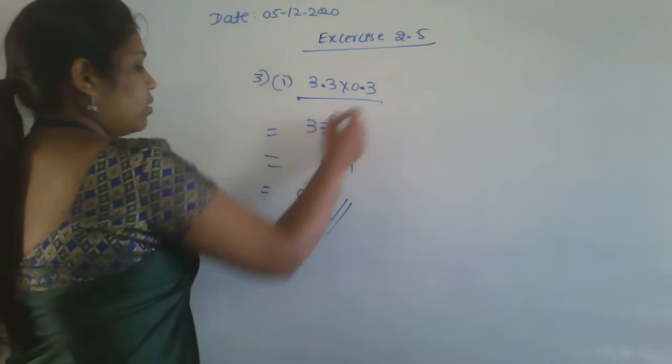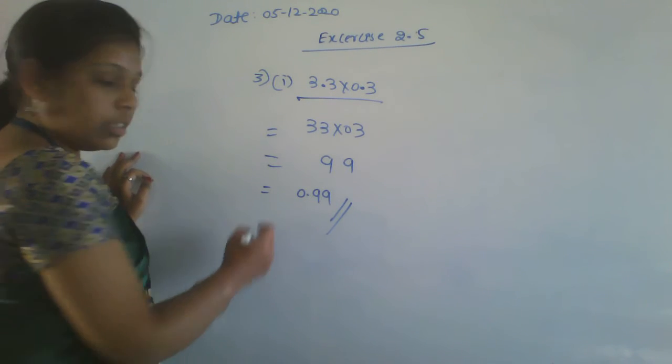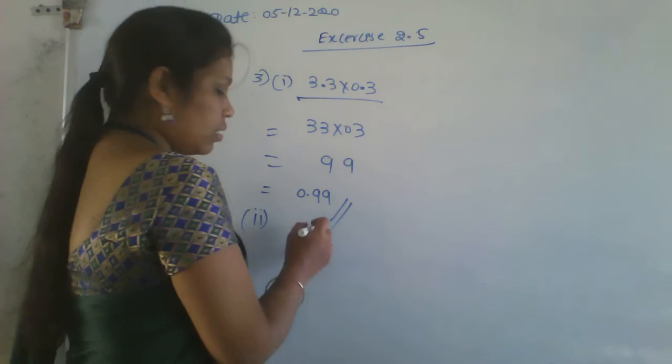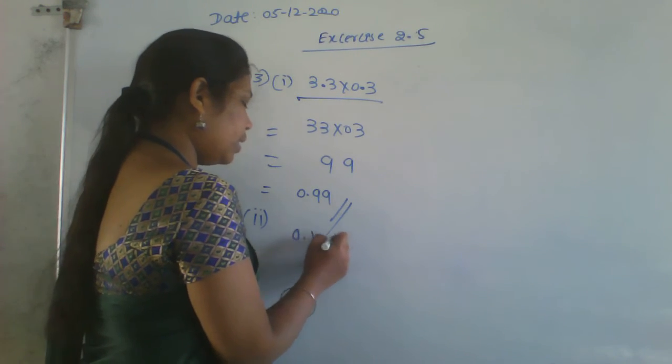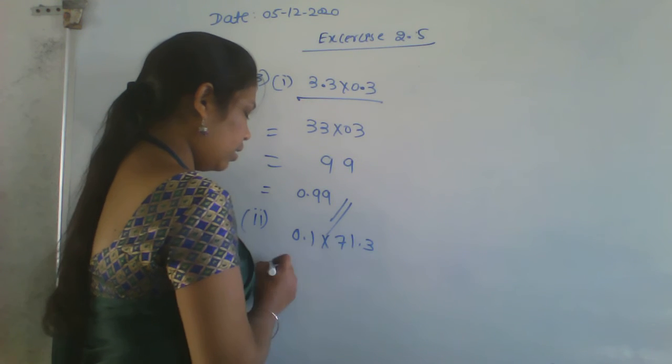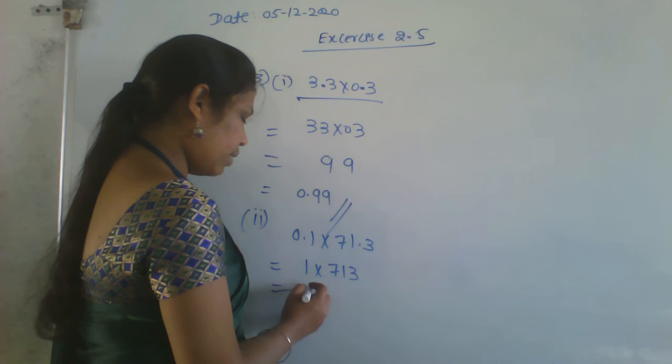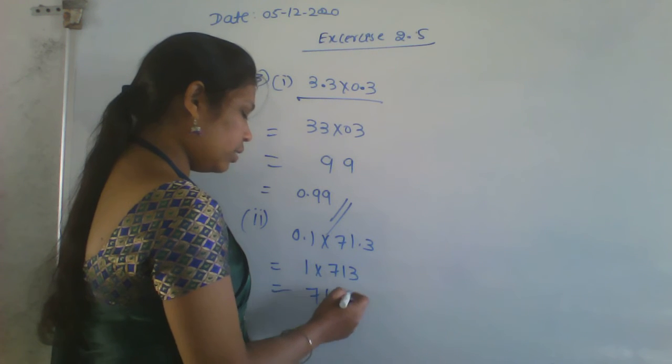Okay, so this answer is 0.99. Next, do the second one. You come to know that 0.1 into 71.3 is nothing but 1 into 713. Answer is 713 only.